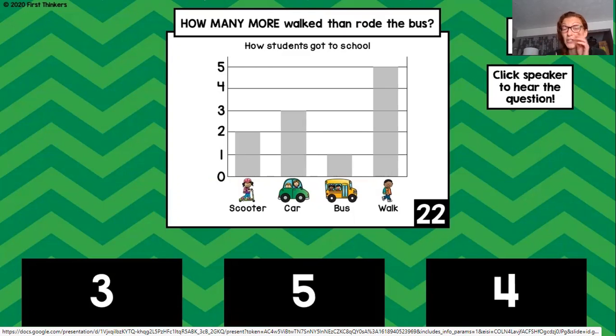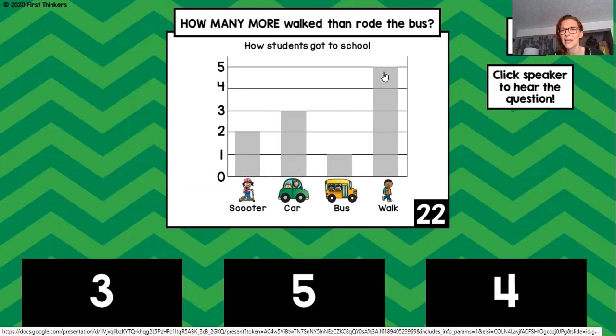Do you remember what that means we have to do? How many more walked than rode the bus? All right, so we have walk and bus we're comparing. So because they're next to each other, it's going to be easier to look and see, right? Compare them. Do they both have 1? They do. Do they both have 2? No. So how many more walkers are there? Let's see, because this is the same, so we can't count those because they both have 1. But walking has an extra 1, 2, 3, 4.